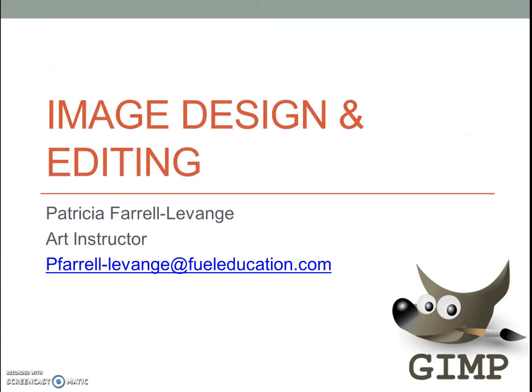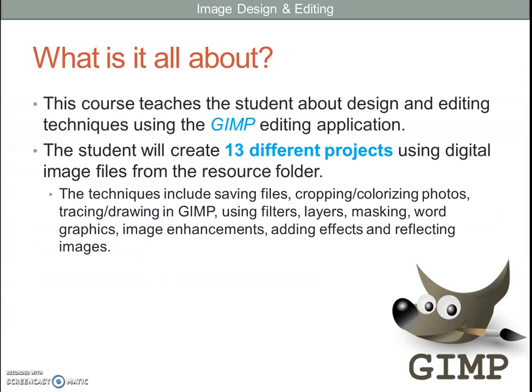So image design and editing is another arts technology course that we're going to talk about. And what is this one all about? Well, again, students are learning about design and editing techniques, but this time they're using a platform called GIMP. They're going to create 13 different projects, and they're going to be using a file of images from a resource folder that is found within the course. Go ahead and pause this recording right now and take a look to see what techniques the students will be looking at.